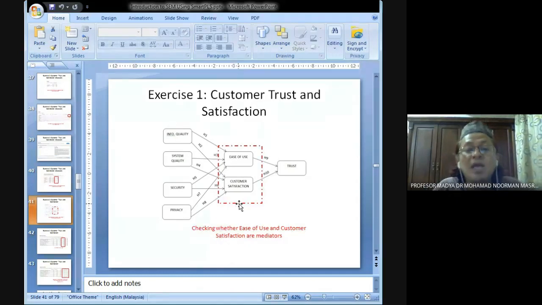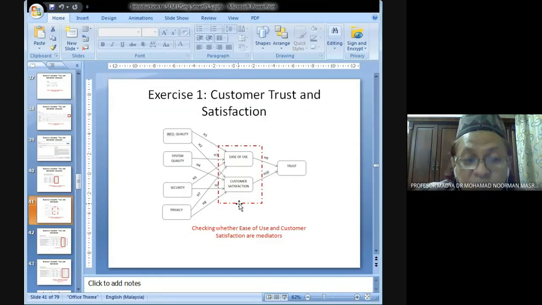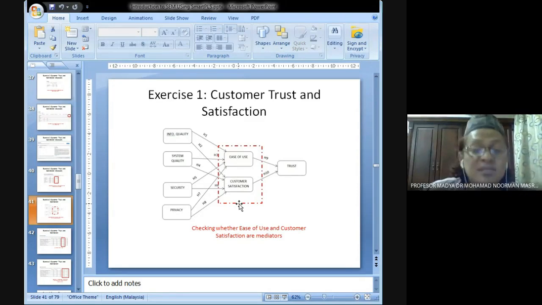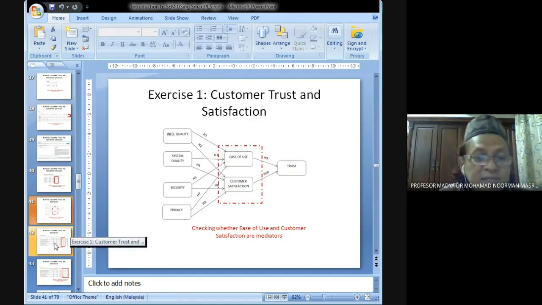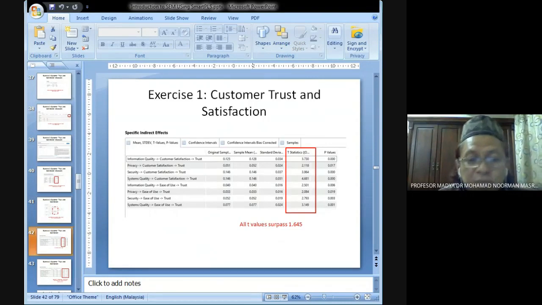Now let's say you want to see whether these two variables, which are ease of use and customer satisfaction, are really mediators or not. So now we are going to do the analysis. Actually you don't have to run anything, you have already run, you just have to look at the output. But never mind, I'm going to show again how you are going to do that.